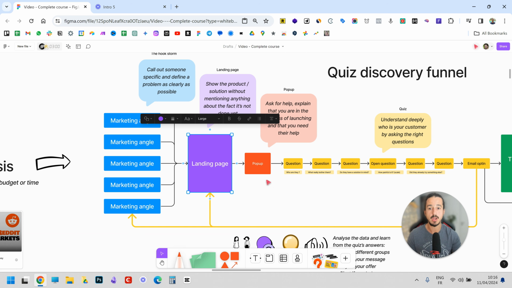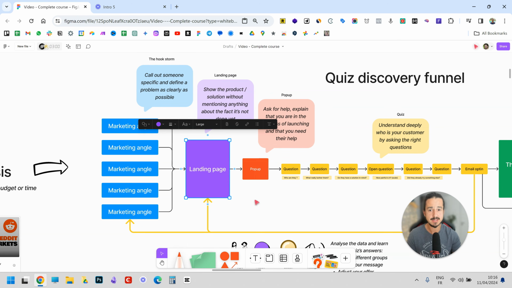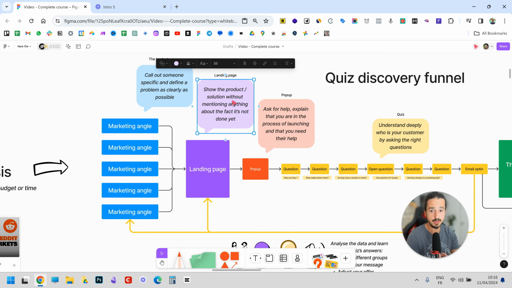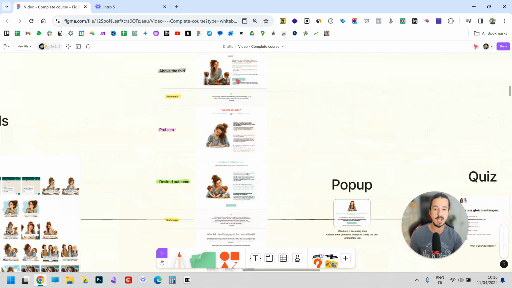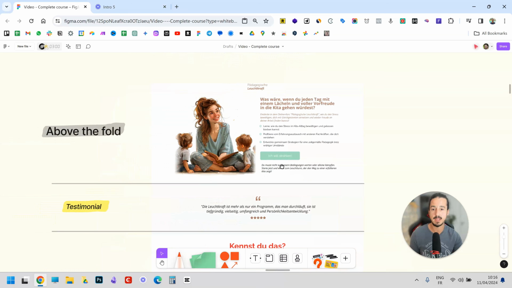Then we have a landing page. On this landing page, we show the product or the solution without mentioning anything about the fact that it is not done yet. That's very important. You have not built your solution yet. You have not built the product, or you don't know if it works. But you present a landing page which looks approximately like that.